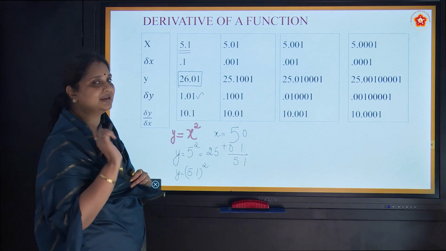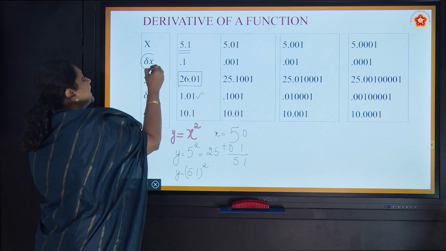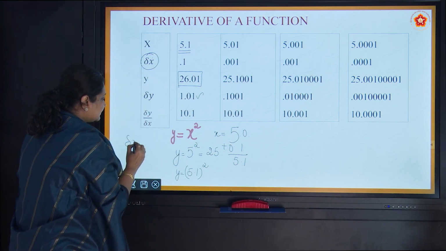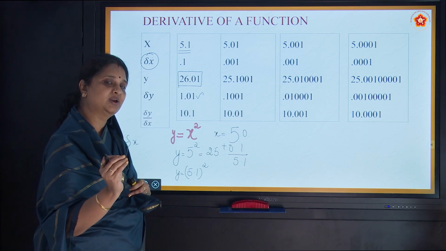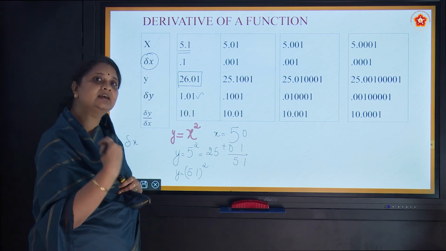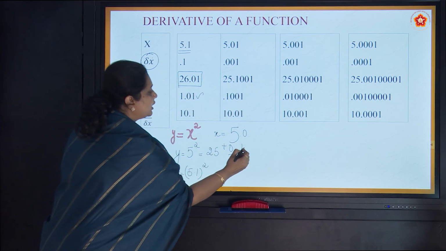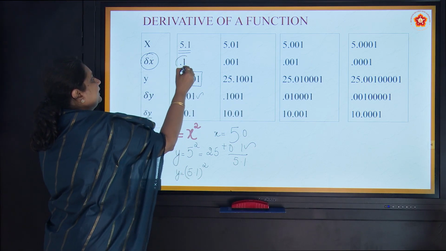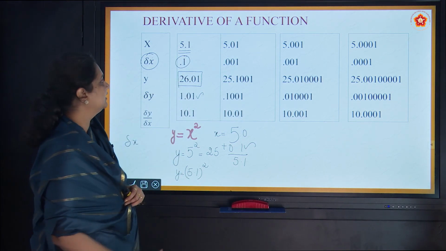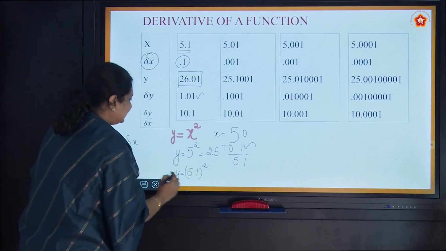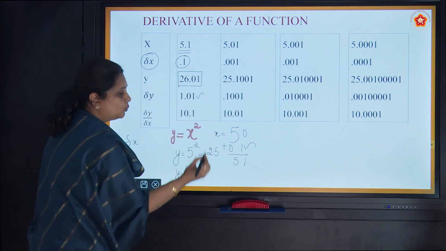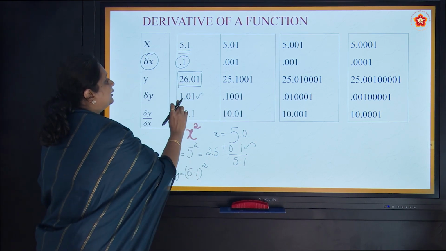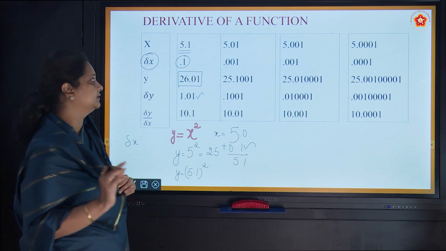The increase in x, let's denote by delta x. My delta x is the increment or the value with which we are increasing the value of x. So what did I do? I added 0.1 to my original value of x. So that is my increment. I denote it by delta x. What happens to my y? It increases by 1.01. From 25, the new value is 26.01. That's nothing but 1.01 of increment, right?